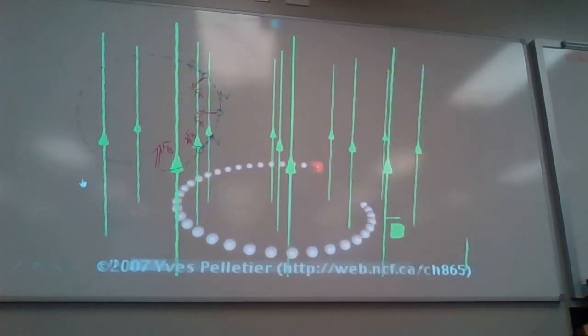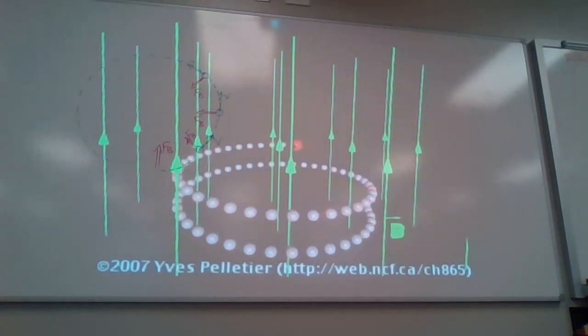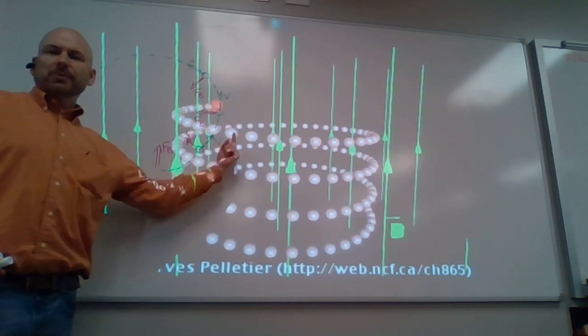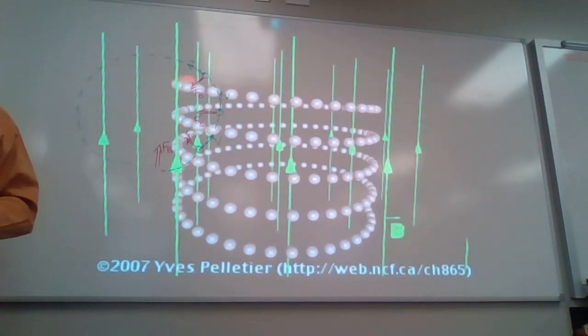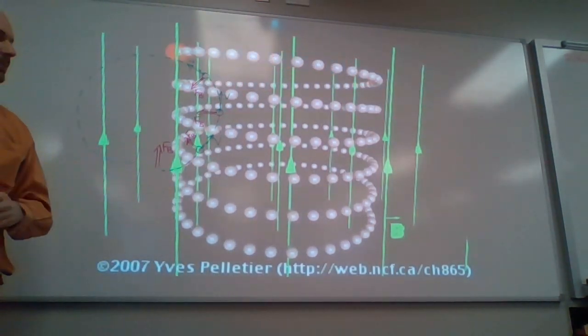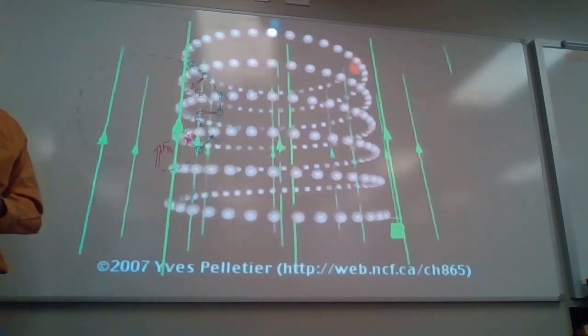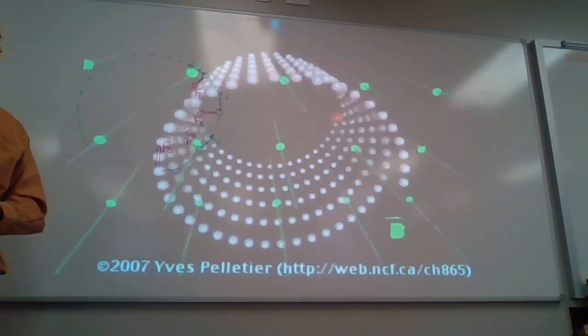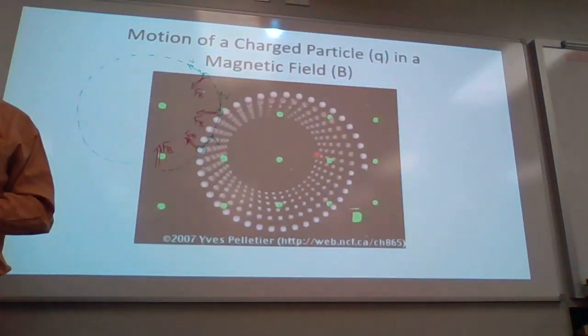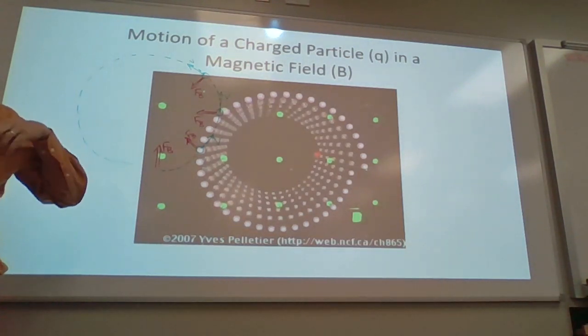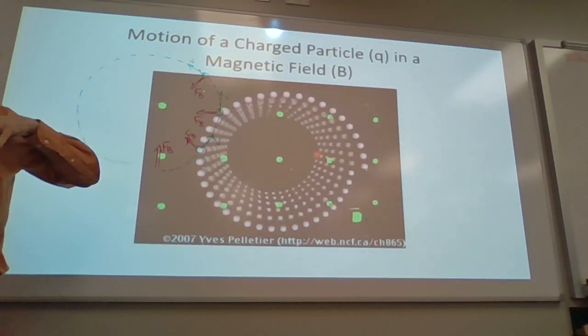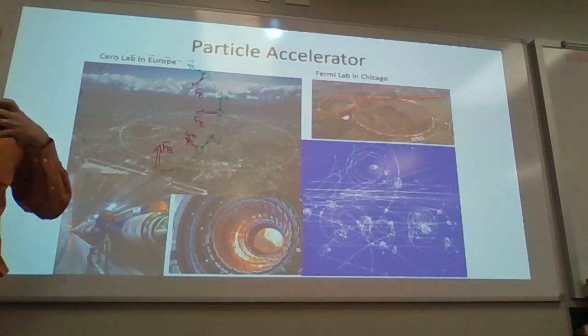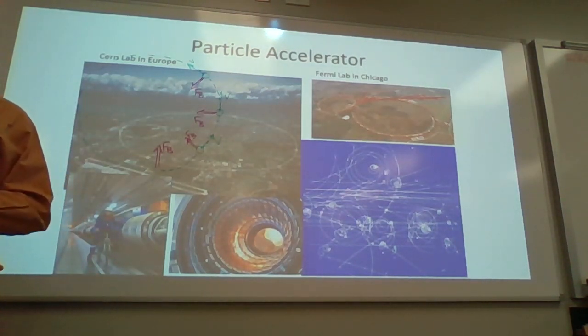Okay, here's just an animation of this. It's going in a spiral because it was given a little bit of velocity going this way, parallel to the magnetic field, so it doesn't experience a force that way. It just experiences a force in that plane, so it's going in a circular path. Good with that? So one application of this is a particle accelerator.